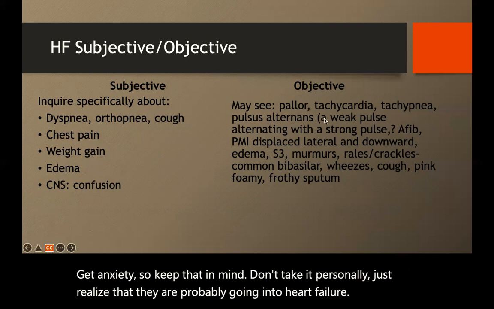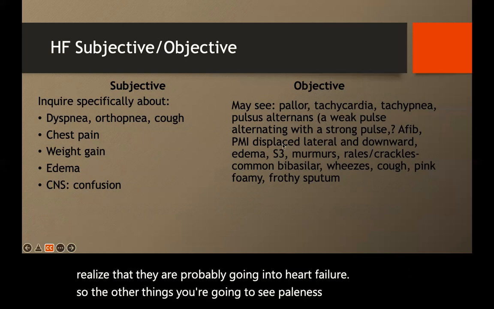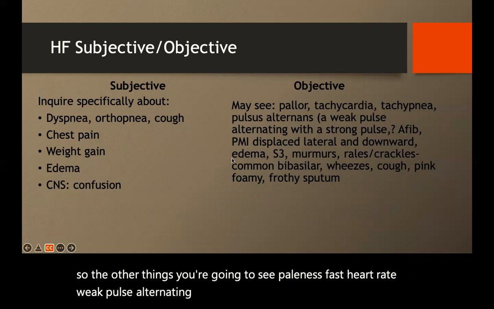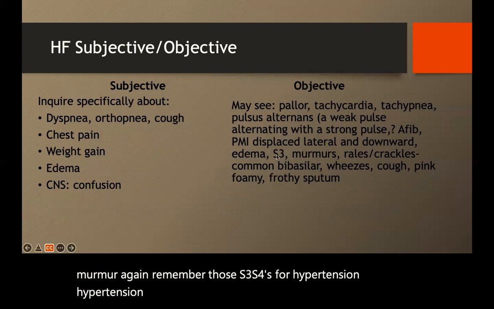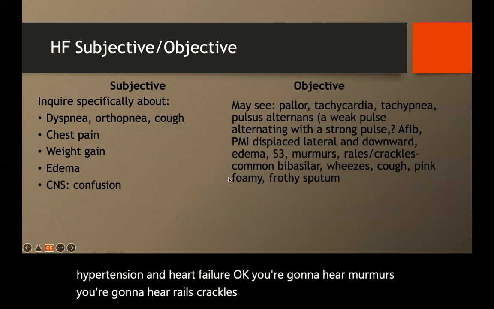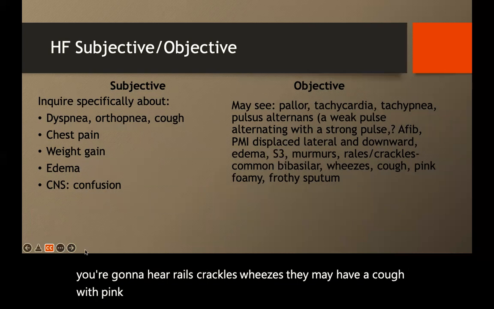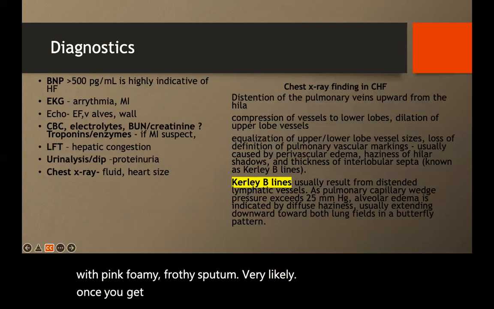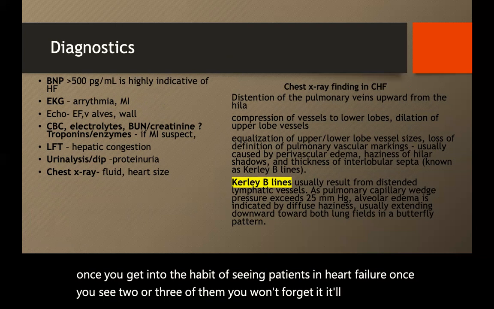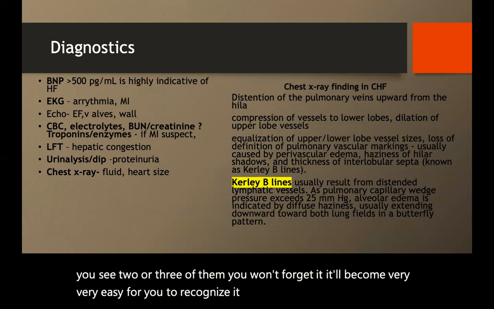So the other things you're going to see: paleness, fast heart rate, weak pulse alternating with a strong pulse. You may hear S3 murmur. Again, remember those S3, S4s for hypertension and heart failure. Okay, you're going to hear murmurs. You're going to hear rales, crackles, wheezes. They may have a cough with pink, foamy, frothy sputum, very likely. Once you get into the habit of seeing patients in heart failure, once you see 2 or 3 of them, you won't forget it. It'll become very, very easy for you to recognize it, just upon seeing the patient walk in the room.